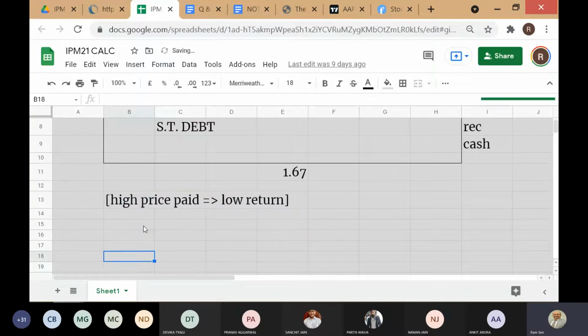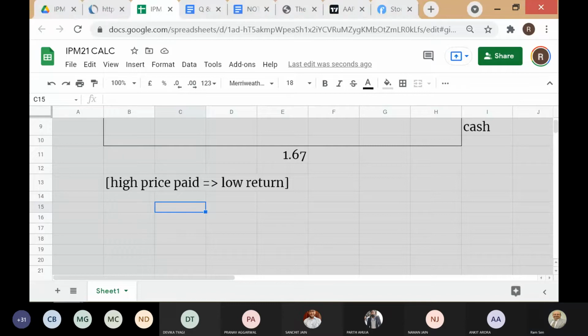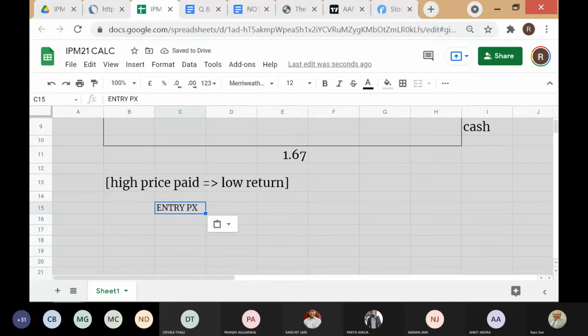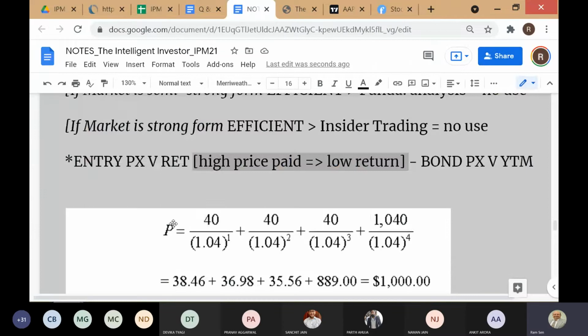What are we saying here? So if we look at the return, here. Let's say this is an investment which doesn't pay. What we're trying to do is take a very simple statement like this: the higher the price you pay, the lower the return.